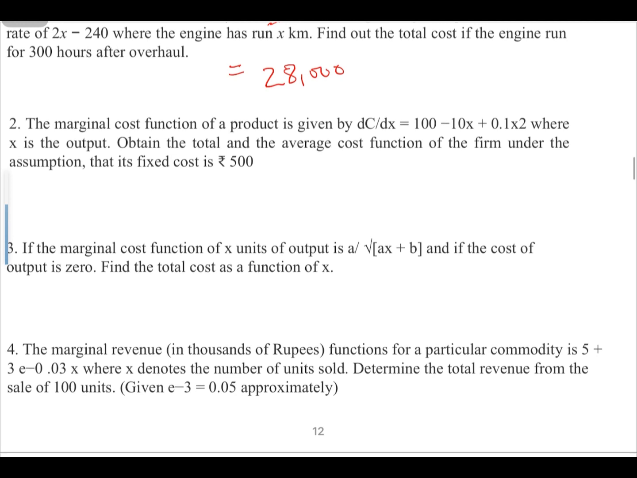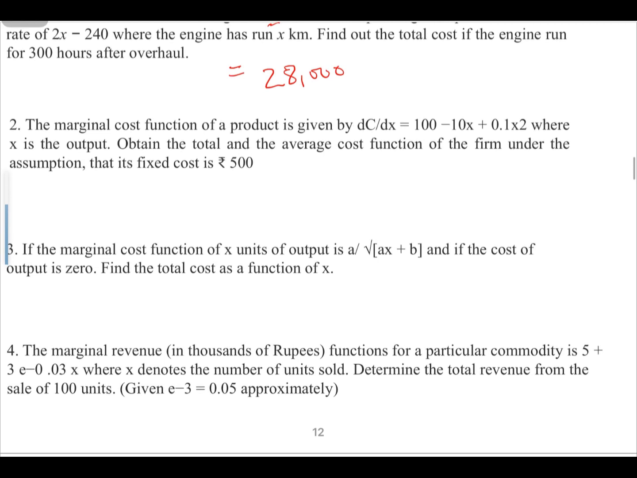Let me say you are looking for the cost function. You are going to get the cost function to be 100x minus 5x squared plus 0.1x cubed over 3 plus 500.